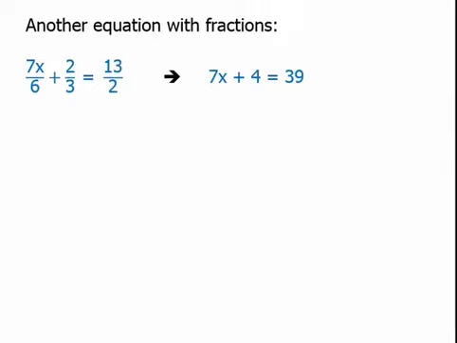So, of course, 7x over 6 times 6, the 6's cancel, we just get 7x. 2/3 of 6 is 4. And 13 halves times 6, well, the 2's cancel, and we're left with 13 times 3, which is 39. And of course, once we get it into this form with the fractions cleared, then it's a very easy equation. We subtract 4, we get 7x equals 35, then we divide by 7, and we're left with x equals 5.